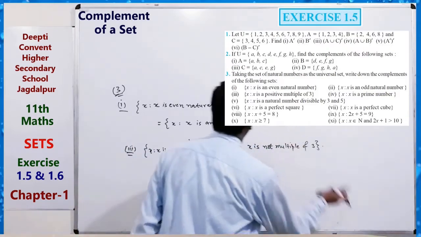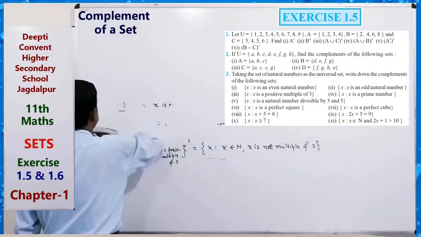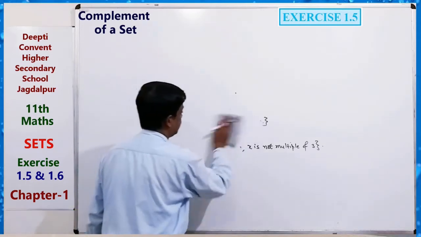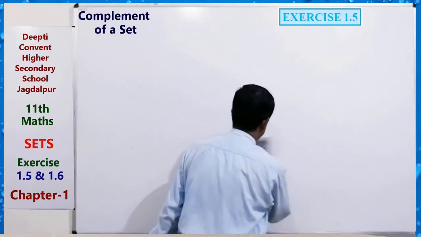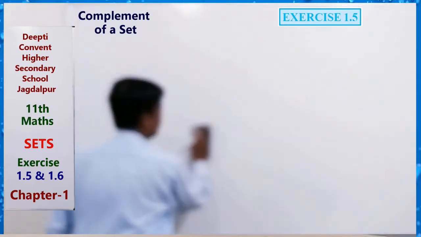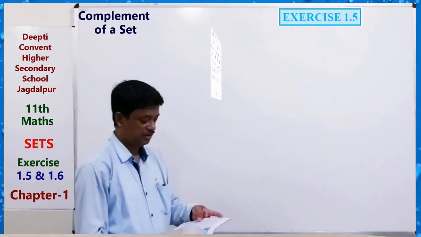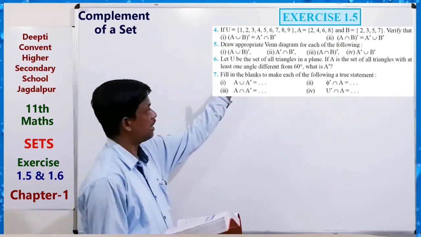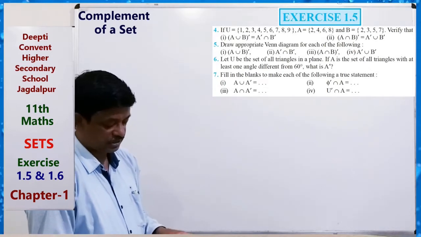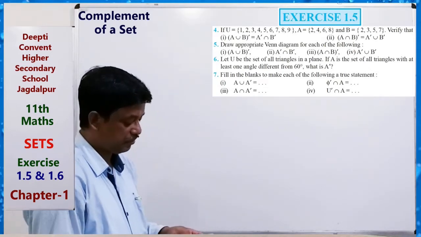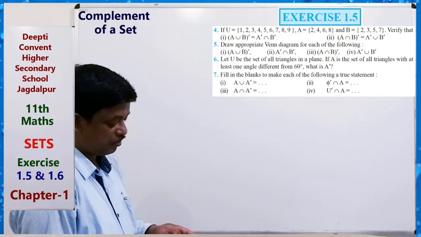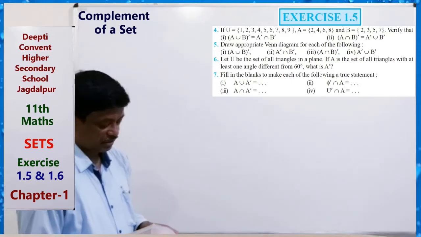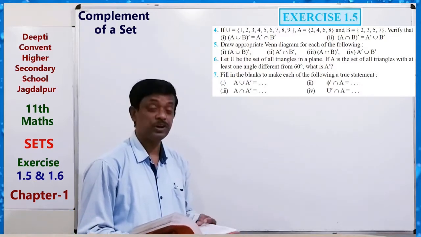Now take question 4. Here for a particularly given: U equals 1, 2, 3, 4, 5, 6, 7, 8, 9 and A is 2, 4, 6, 8, B is 2, 3, 5, 7. Verify that (A union B) complement equals A dash, A complement intersection B complement. That is, these two are De Morgan law.